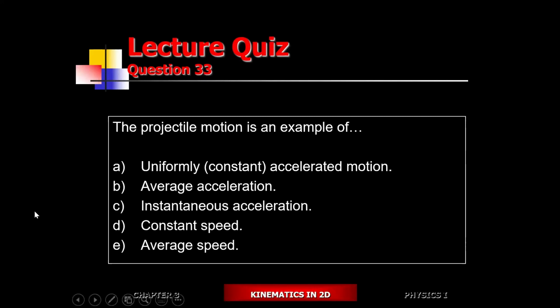Okay, so I see a lot of A, so A is the best answer. So acceleration is going to be constant. Along the x direction, it's going to be constant at 0. Along the y direction, it's going to be constant at roughly about 10. So in either direction, the acceleration is uniform. So this is an example of uniformly accelerated motion. Give yourselves 5 points.